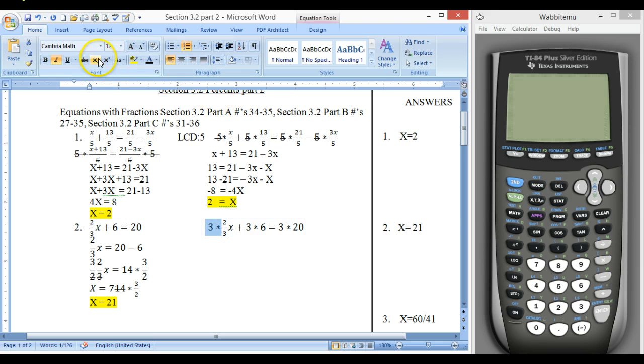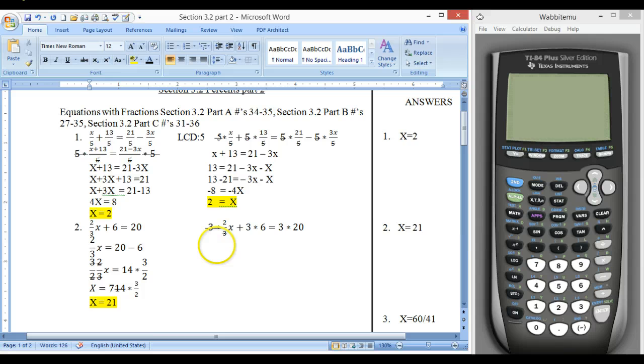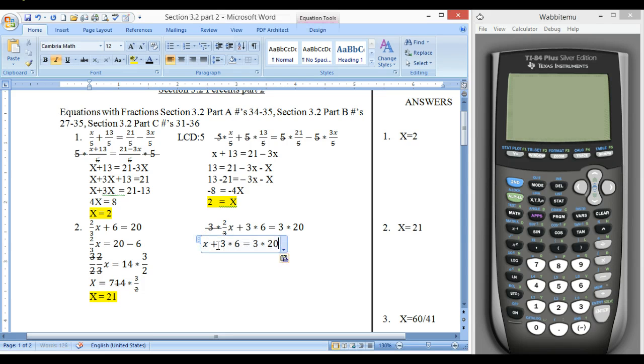3 divided by 3 is gone. There, no more fractions, and that's the only one that cancels. So my next step, I'm just going to get that for my work. Scoot over, paste it down, and what's left here with the x, the 3's canceled, so I have that 2 left. And 3 times 6 is 18. 3 times 20 is 60. There we go. So now again, I have another equation with absolutely no fractions attached.